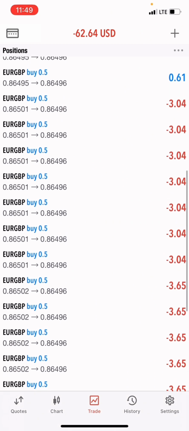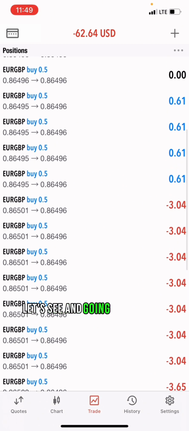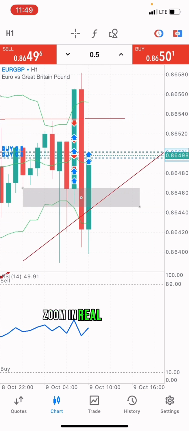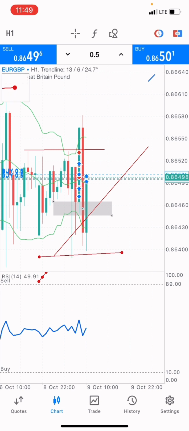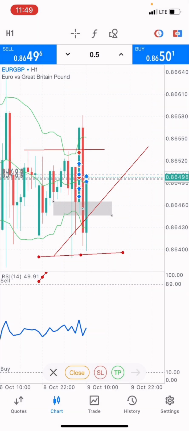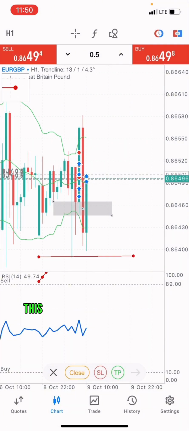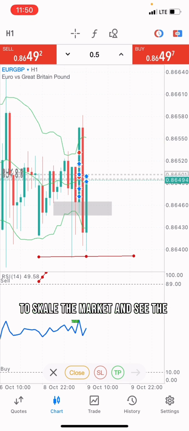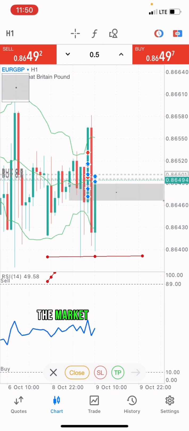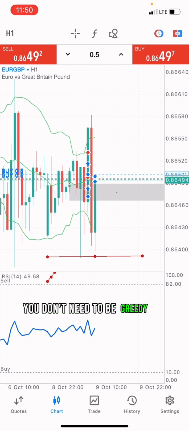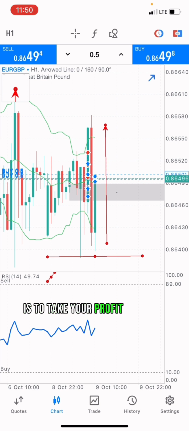I'm going back to the chart, zoom real quick. I'm quickly going to use these indicators, which are these lines, to scale the market and see the trend clearly. So guys, once you've made profits from the market just like this, you don't need to be greedy on the market. Once you're scalping, what you need to do is take your profit and exit the market.